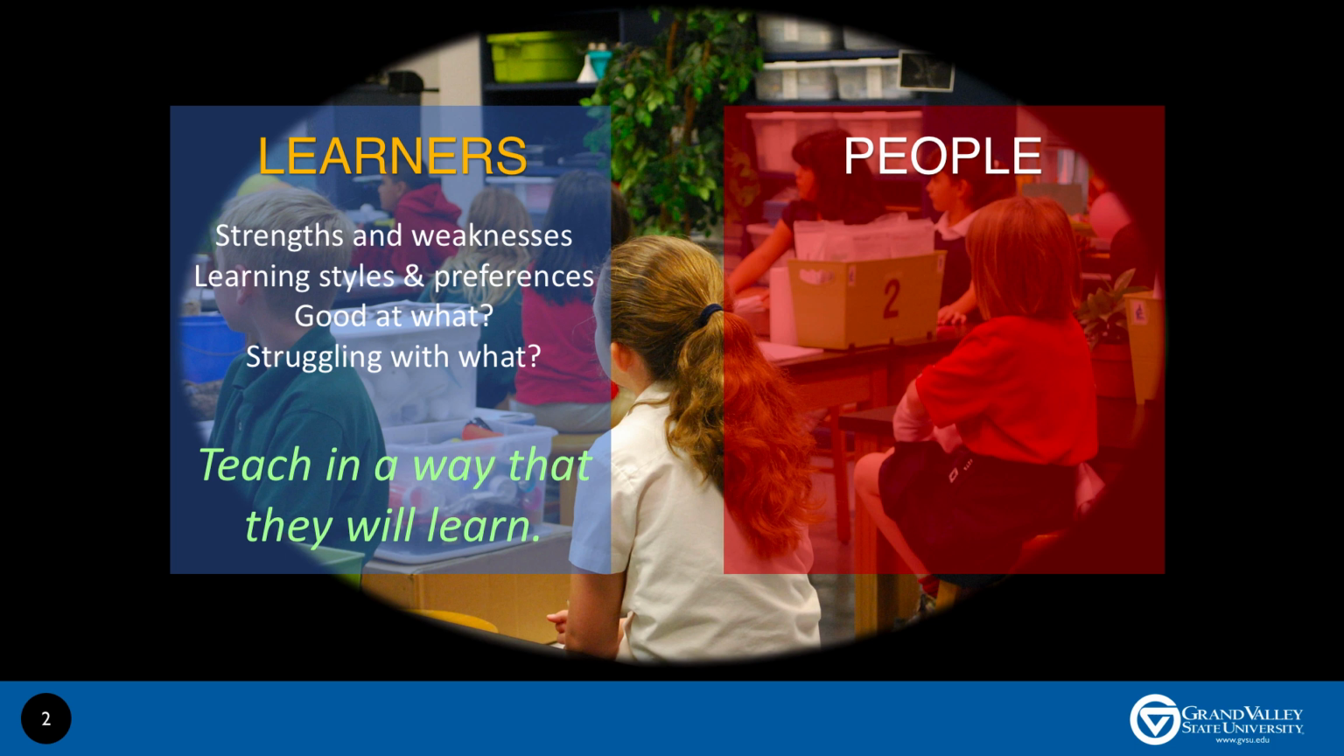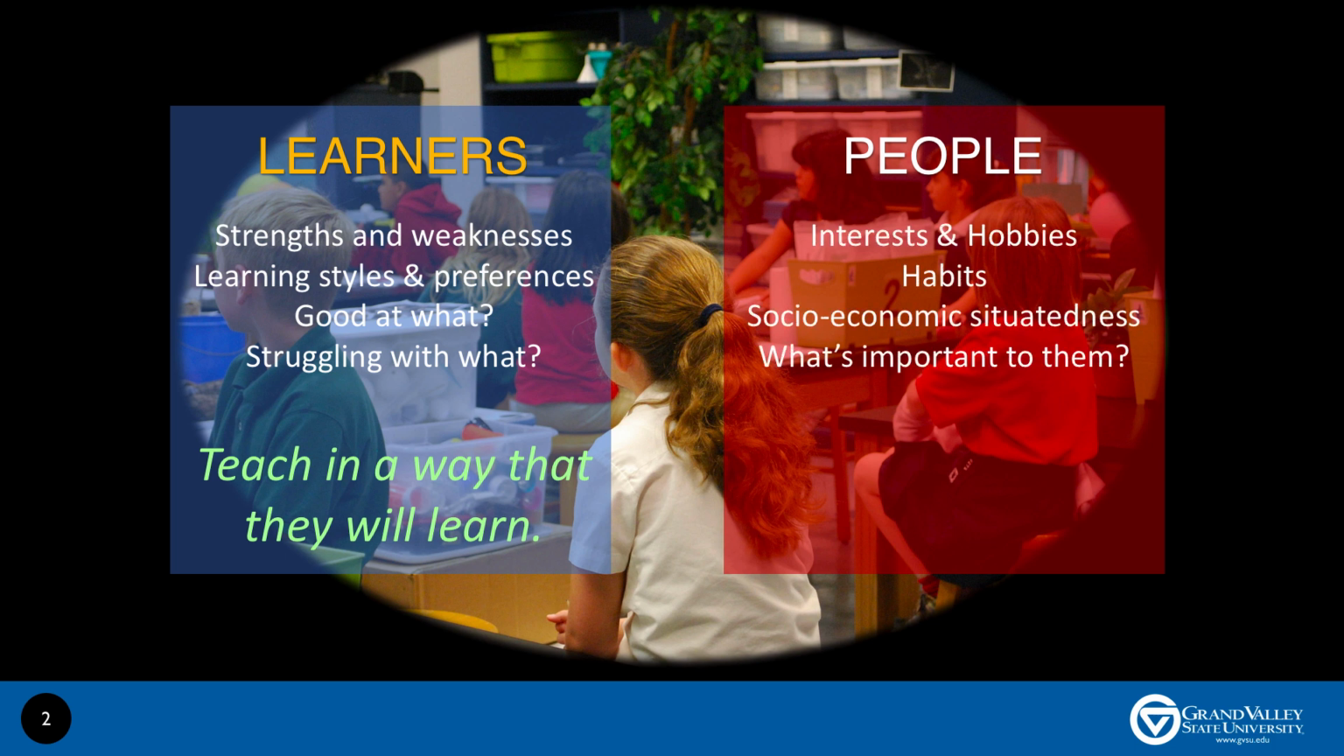And then knowing our students as people involves getting to know their interests and hobbies, habits, their socioeconomic situatedness, and what's important to them. Knowing them as people will help us find ways to keep them motivated.